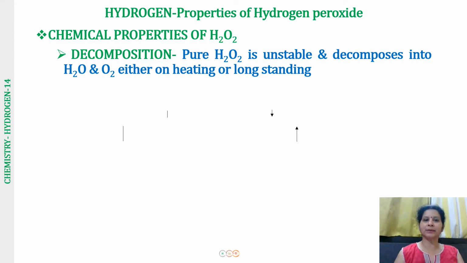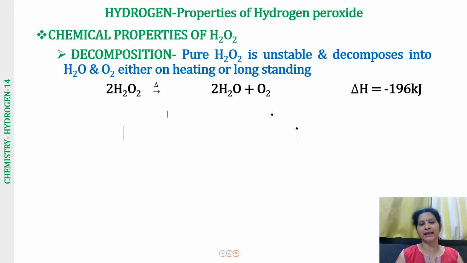And the reaction is something that you've already seen in the last lecture while we were discussing the strength of hydrogen peroxide, right? So 2H2O2, on heating or on long standing, is going to form 2 moles of water and 1 mole of oxygen, and a lot of energy is released in the reaction. So this is an exothermic reaction.